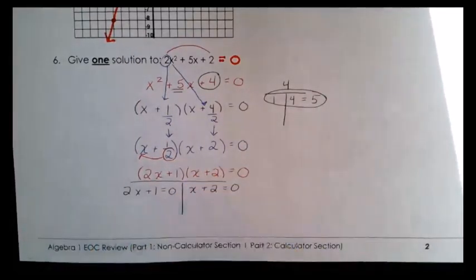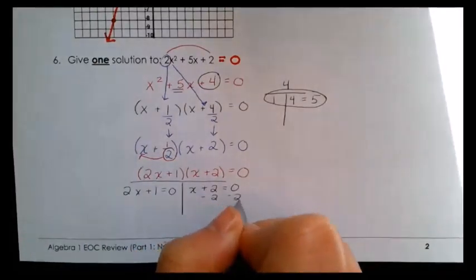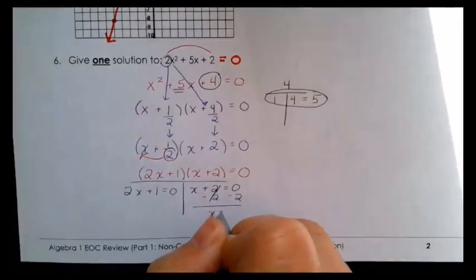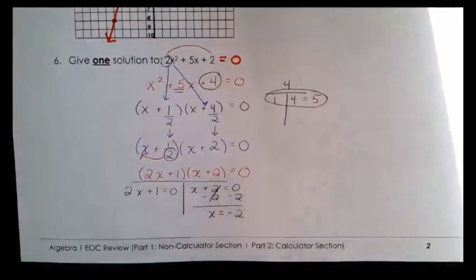Now, let's solve the one on the right first. To get x by itself, we're going to subtract 2. That cancels. And now we have x equals 0 minus 2 is negative 2. That right there would give us our one solution and we'd be done. But let's do the other one as well.